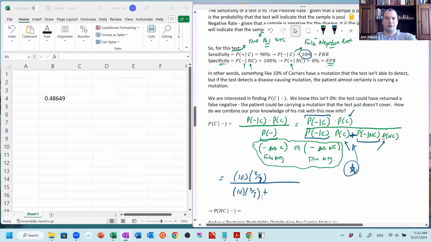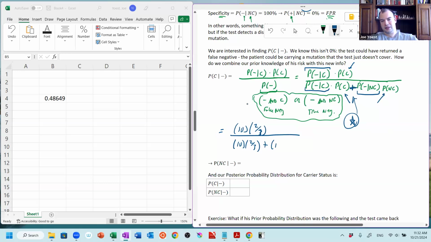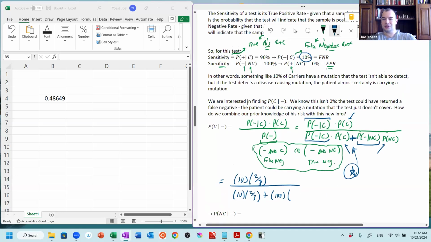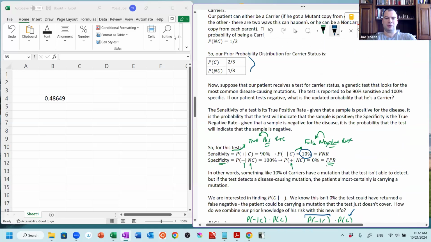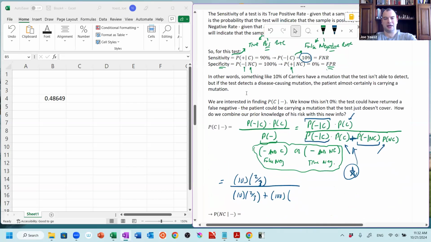And then my second term in the denominator, these are the true negative rates. Probability of negative given non-carrier is 100%. I'll write that as, let me be careful here, I'll write that as 100. I don't want to write it as 1 because my 10 had a 10%, my 100 has 100%. So keeping it in the same units, so to speak. And probability of non-carrier, my prior probability of not being a carrier, was 1/3. This was based on my family history and all that we know about genetics and things like that.